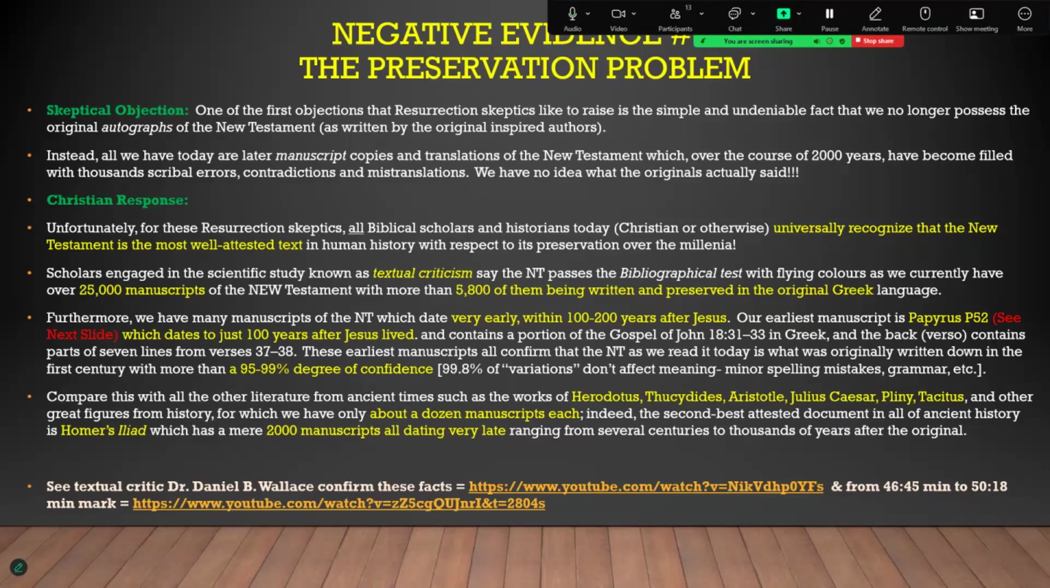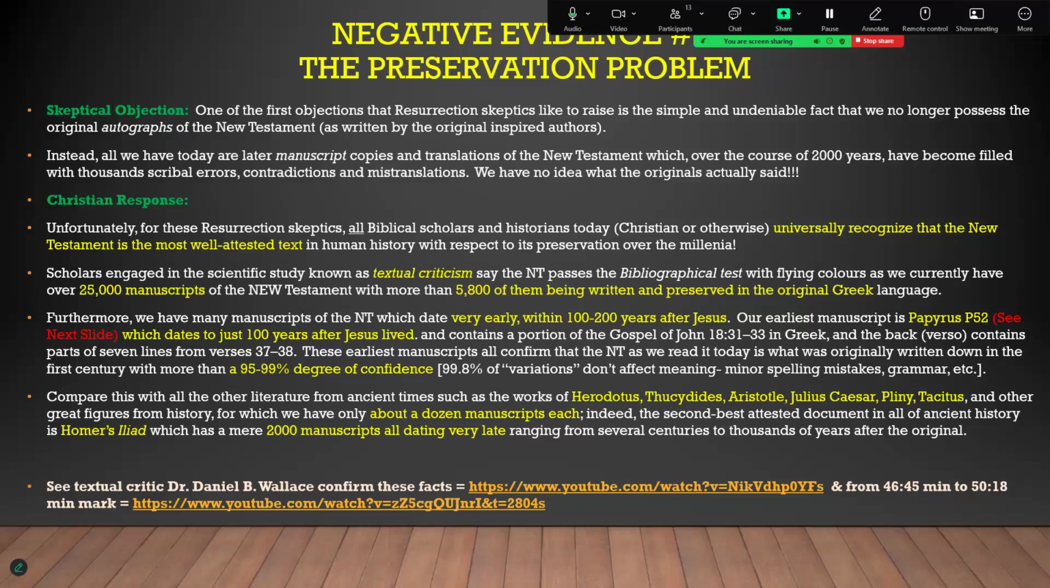But there's a second aspect. In addition to the quantity, there also is, well, how early are the manuscripts? How close to the originals are they? Because maybe you have manuscripts that date 1,000 years afterwards. Well, that's not so great. But with the New Testament, we have very early manuscript attestation, literally dating within 100 to 200 years after Jesus.